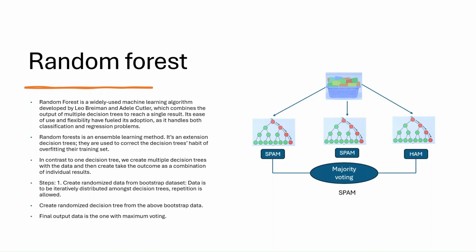Then finally, I'm doing a majority voting, like first, second, and third, and I'm finding out that eventually the majority vote is spam. So this is an ensemble kind of a structure. Ensemble means what? Ensemble means multiple people are involved to take a decision, just as the way you do on a voting. In contrast to one decision tree, we create multiple decision trees with the data and then create the outcome as a combination of the individual results. Final output is the one with the maximum voting, and it creates randomized decision trees from the above bootstrapped data.